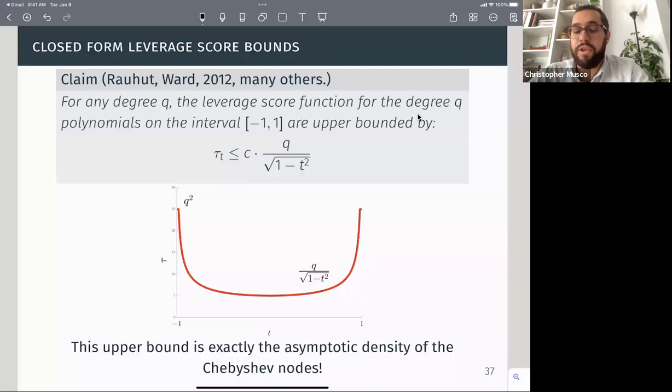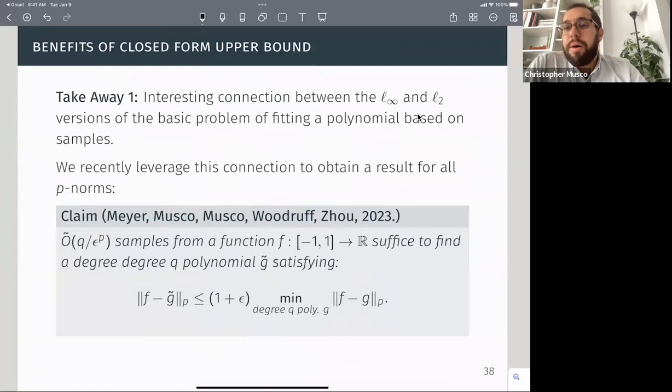Okay, so I want to wrap up. I think I've explained leverage scores to you guys. I think they're a really cool object. I love this connection to these classical things like Chebyshev polynomials and classical polynomial interpolation. I want to give you three really quick takeaways that have come out of that connection.